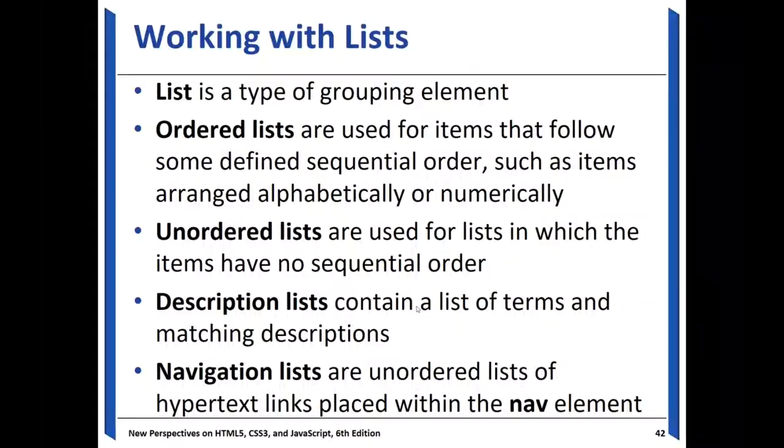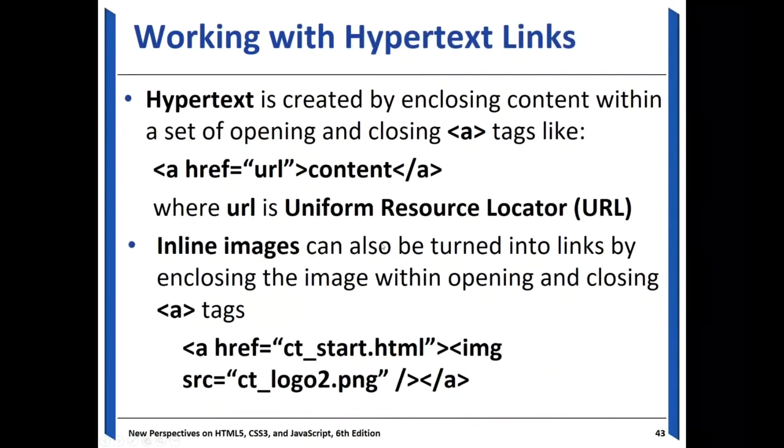All right, lists. We looked at the OL, the UL, and the LI. A list is a type of grouping element. Ordered lists are for items that follow a defined sequential order. Unordered lists are just items which have no sequential order. Description lists contain a list of terms and matching descriptions. A navigation list is an unordered list of hypertext links placed within the nav element. Okay, so that's your menu.